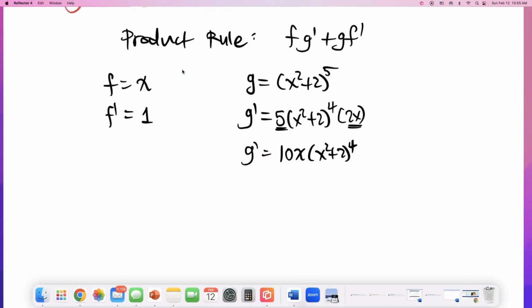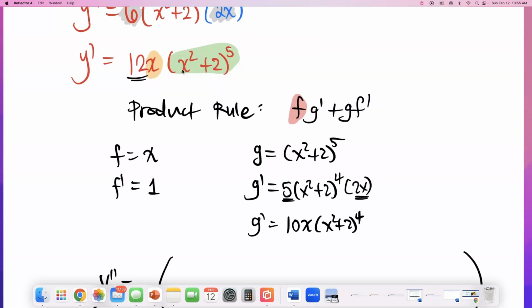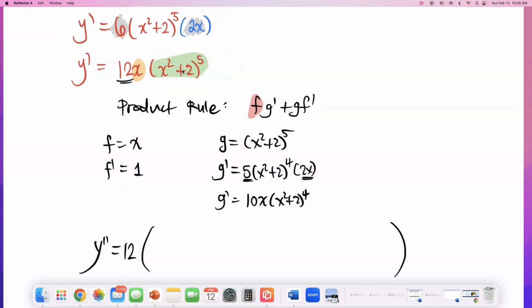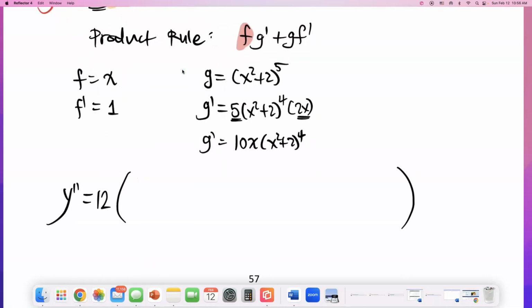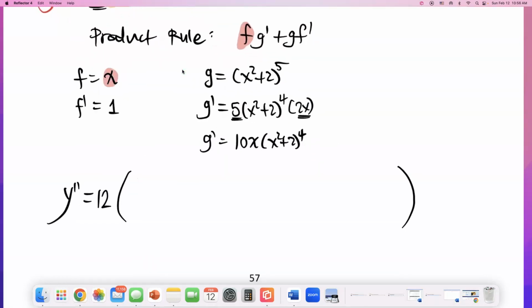Let me do the product rule now. So the second derivative is, let's start with the rule. First times, before I do that, guys, remember I pulled out this 12 in the front, right? So I'll draw a parenthesis and I'll put the 12 outside, okay? Now jumping into that product rule, first times, so that will be x, right? The derivative of the second, what is that one? Where is g prime? Right here. So I'll write that in orange now, which is 10x times (x squared plus 2) to the 4th.